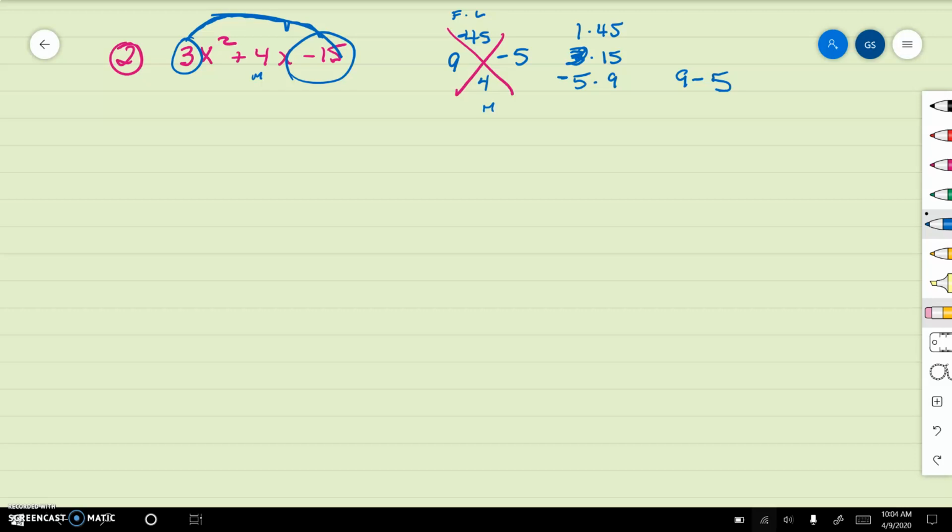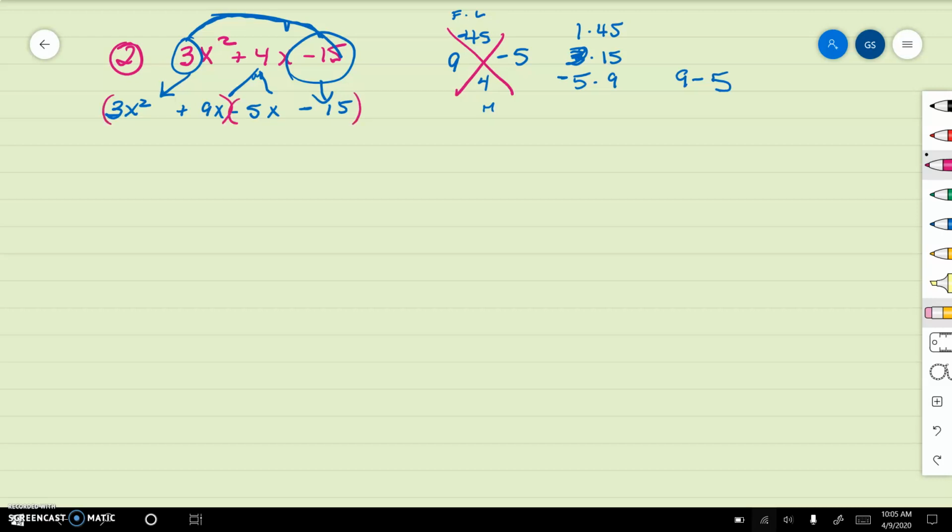We are going to rewrite this problem. A 3x squared gets brought down. A negative 15 gets brought down. And the middle term is going to be rewritten as plus 9x minus 5x. And that's only because 4x is equivalent to 9x minus 5x, so we can rewrite it that way. We're going to factor by grouping now.